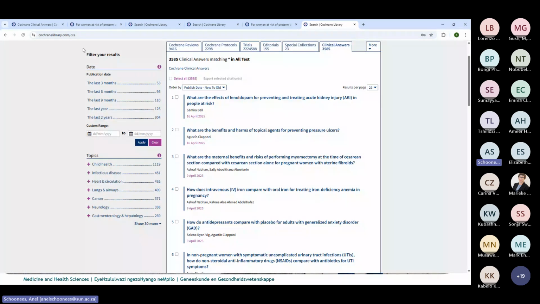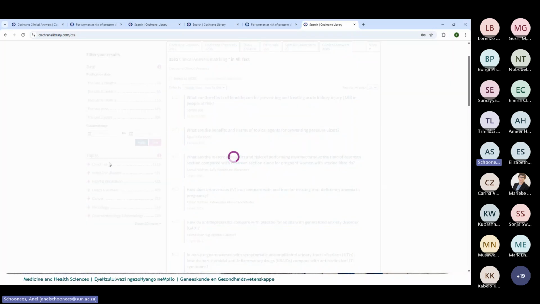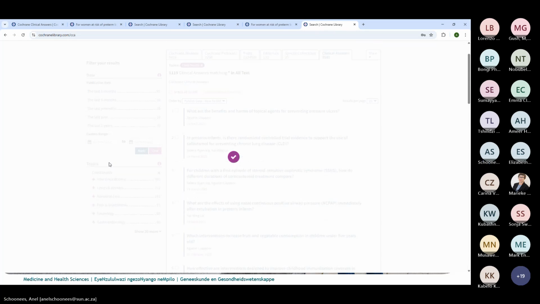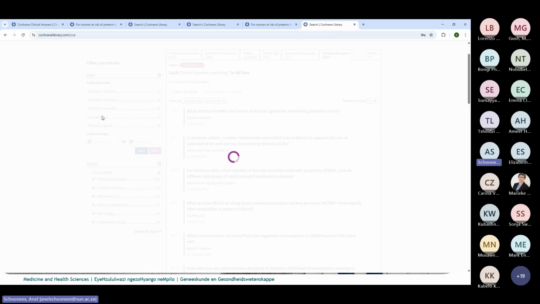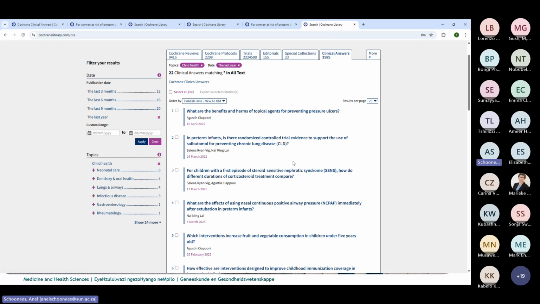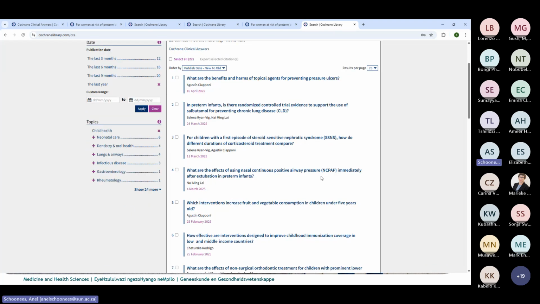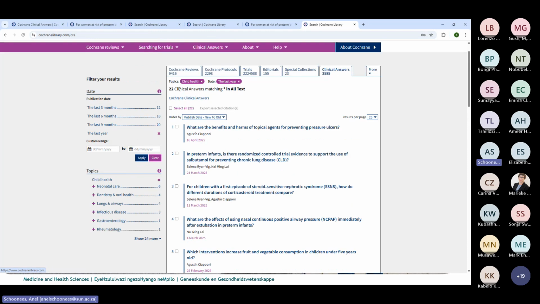Now here, the filters on your left are either date-based or topic-based. So say, for example, we know it was a child health topic. And we were interested in clinical answers in child health that were produced in the last year. And we click on that filter, and that adds to the child health filter, and then it brings us to 22. So now, if for example you're working in child health, it provided us with subcategories showing how these 22 clinical answers on child health that were produced in the last year are split up.